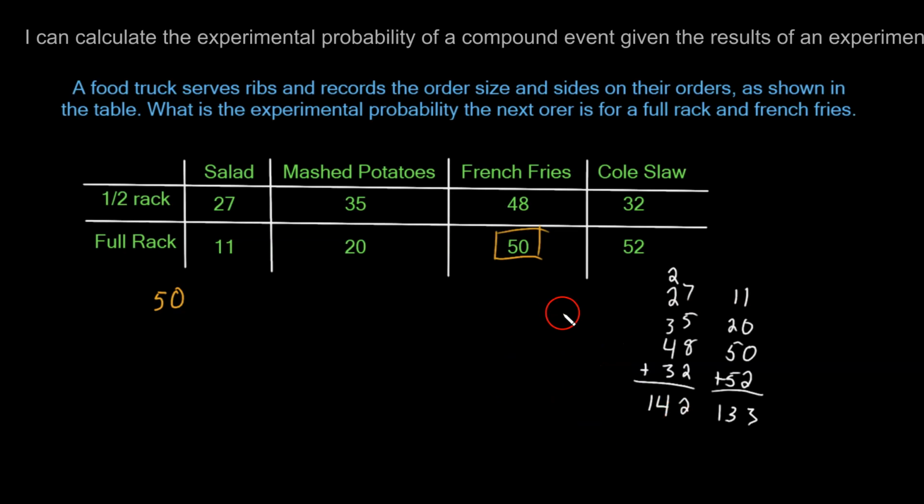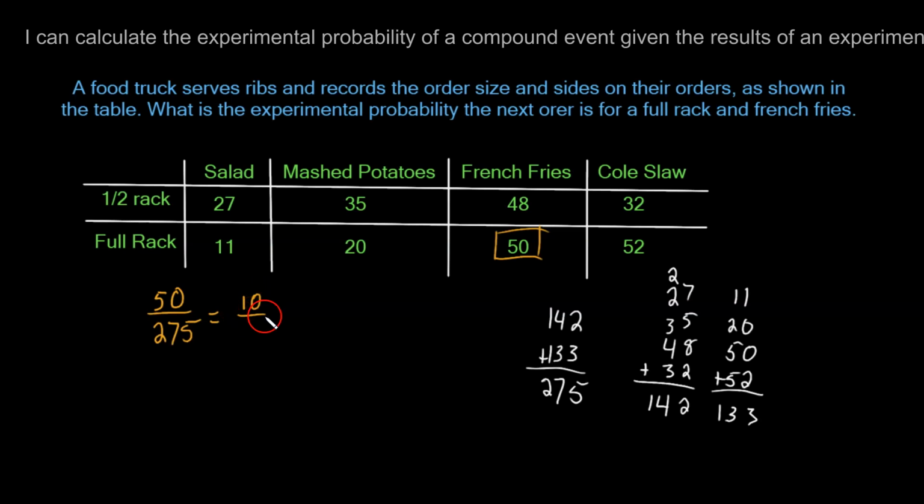So now we'd add those two together. So we go 142 plus 133, and that would give us 275 total orders. So it was a total of 275. So the probability would be 50 over 275, and we can go ahead and simplify this. 50 ends in a 0, 275 ends in a 5, so we can divide them both by 5, so we'd get 10.